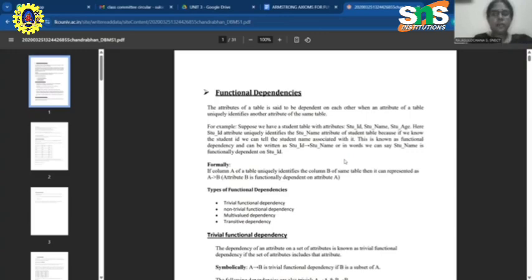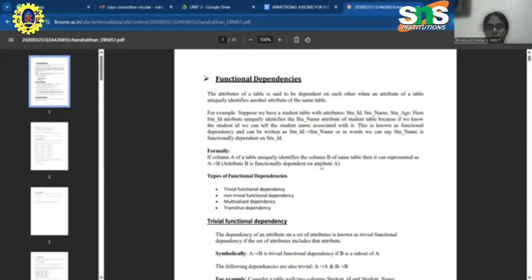So, how to address this formally is if column A of the table uniquely identifies the column B of the same table, then it can be represented as A determines B, or attribute B is functionally dependent on A. We have four main types of functional dependencies. They are trivial functional dependency, non-trivial functional dependency, multi-value dependency, and transitive dependency.